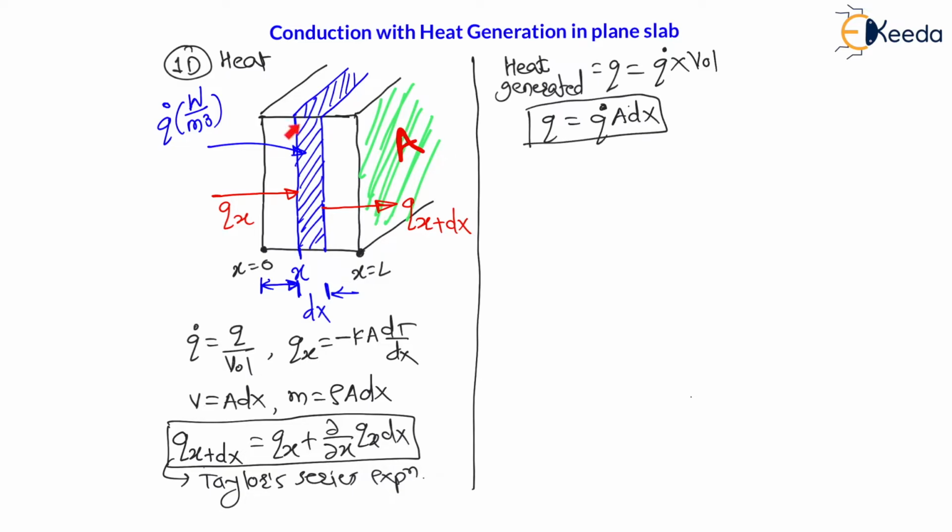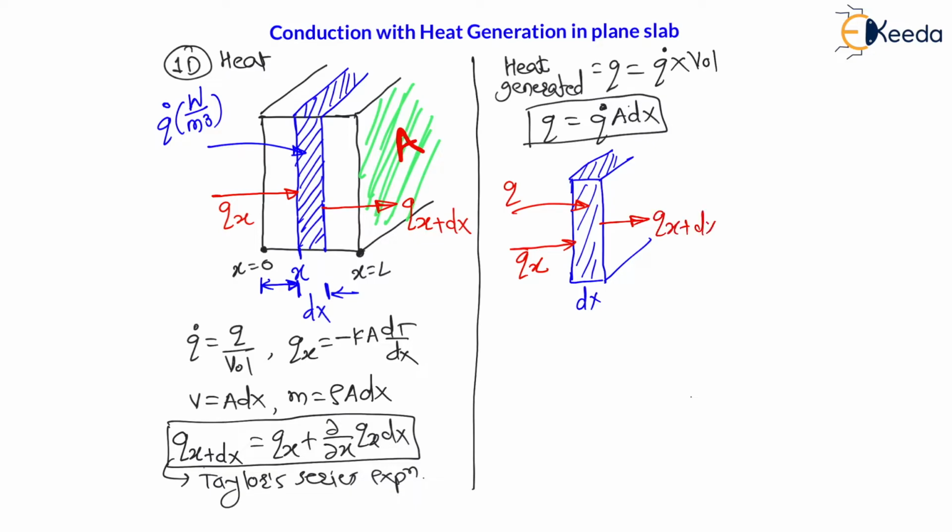Now, let us do the analysis. If I carefully observe this small elemental strip, let us consider this very small elemental strip of length dx. In this strip, heat is generated of magnitude q, right? And heat is conducted into the element at location x of magnitude qx. Here you can find qx, and heat is conducted out of this element at distance x plus dx of magnitude qx plus dx. Right, now my dear students, let us do the analysis.